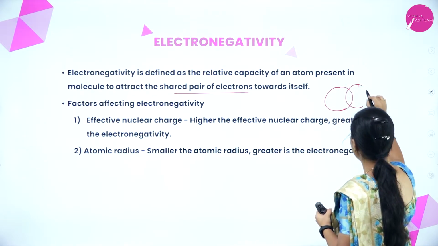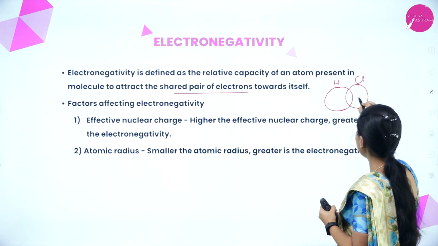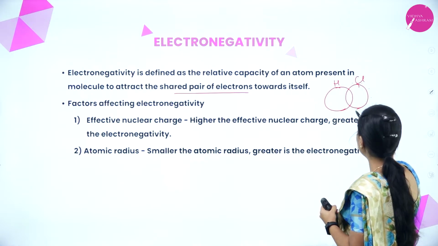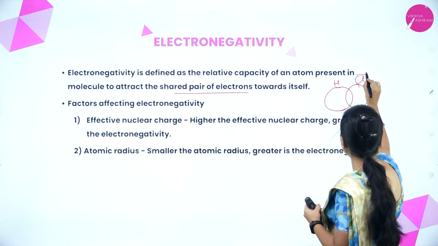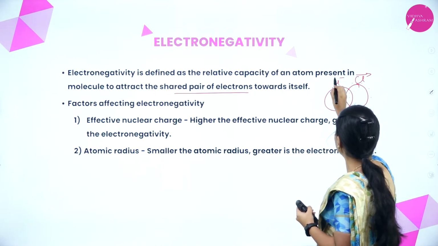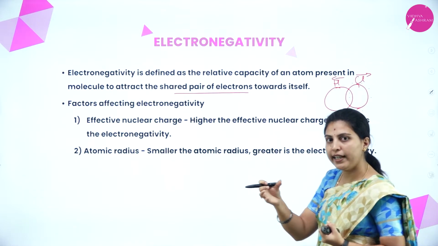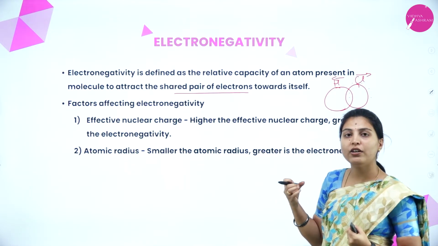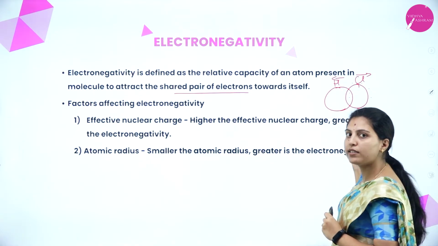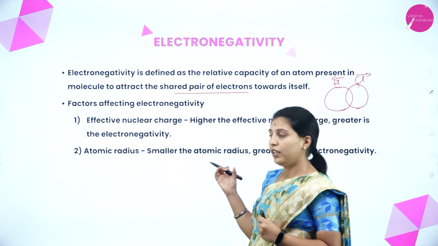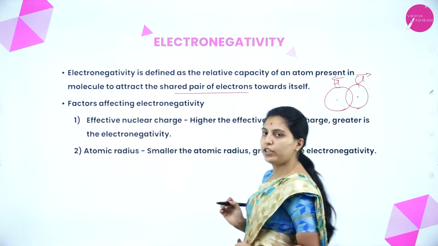See here, two atoms are present. If you see HCl, the shared pair of electrons: Cl will have 1, 2, 3, 4, 5, 6, 7 electrons, and it will have only 1 from hydrogen, right? Either this chlorine should attract it towards itself or the hydrogen should. We know that obviously chlorine will pull towards itself. The pulling of the electrons towards itself we call electronegativity. Here the chlorine is more electronegative than hydrogen. The shared pair of electrons pulled towards the nucleus is known as electronegativity.